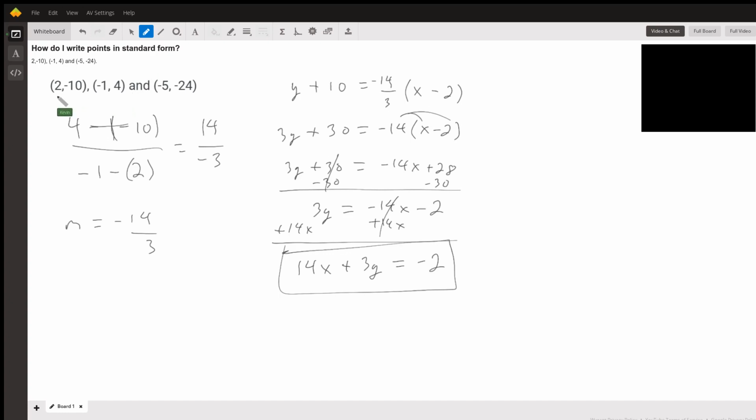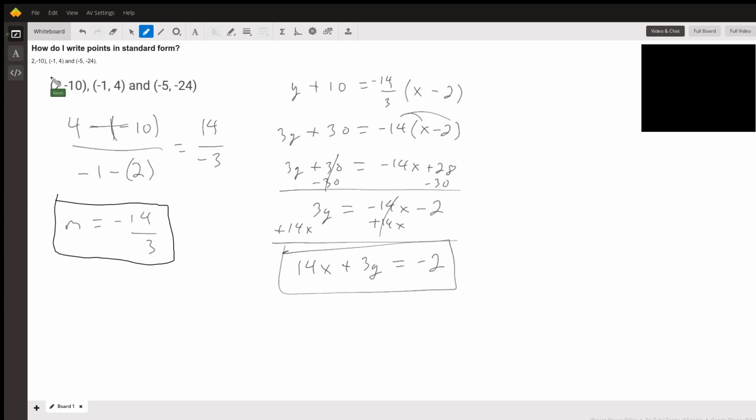All right, so I use the first 2 points because with a linear equation, you only need technically 2 points to get the equation of any line. So I use the first two to get the slope first. Okay, so I did y2 minus y1 over x2 minus x1. All right, so we did 4 minus a negative 10, which became 4 plus 10, and that gave me 14. And then negative 1 minus 2 gave me negative 3. So my slope I have here is negative 14 over 3.